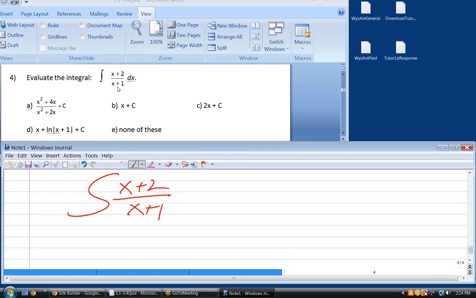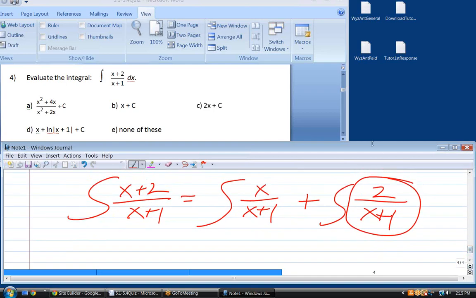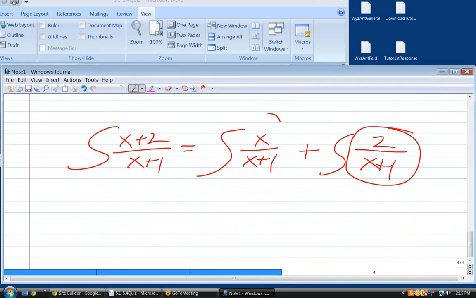Split it into 2 fractions. What's the first fraction? x over x plus 1. And the second one would be 2 over x plus 1. This one here is easy to integrate, right? That's just 2 natural log of x plus 1. Okay. So the one that we're not sure about is this one here. But it turns out that this actually can be integrated using U substitution fairly easily.